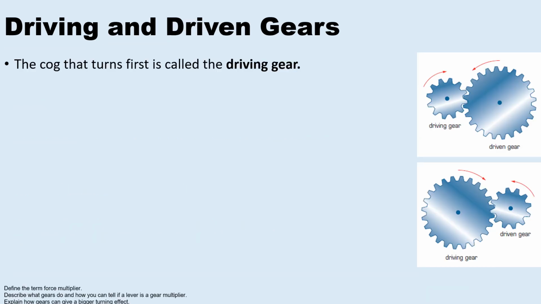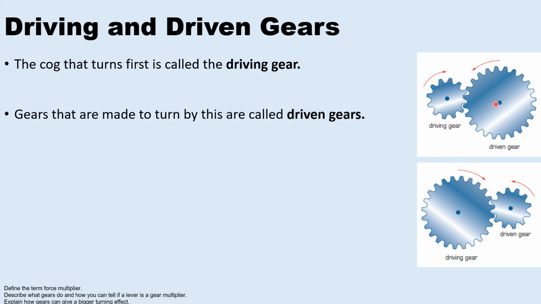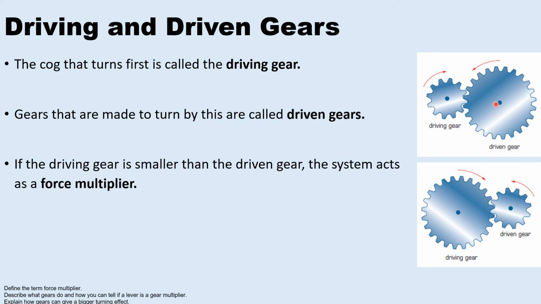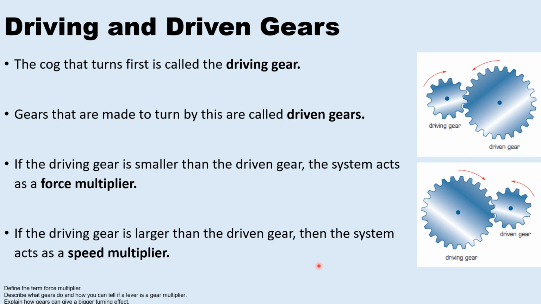So driving and driven gears, the cog that turns first is called the driving gear. So that is this one here. And the clue is in the title really, that is the one that drives the driven gear. Gears that are made to turn by this are called driven gears. And if the driving gear is smaller than the driven gear, the system acts as a force multiplier. If the driving gear is larger than the driven gear, then the system acts as a speed multiplier.